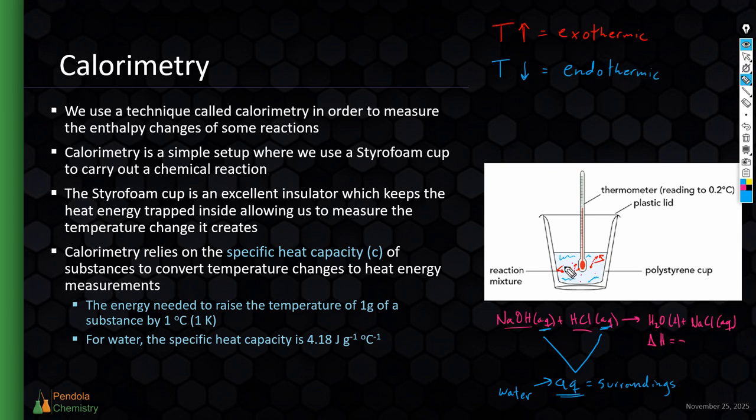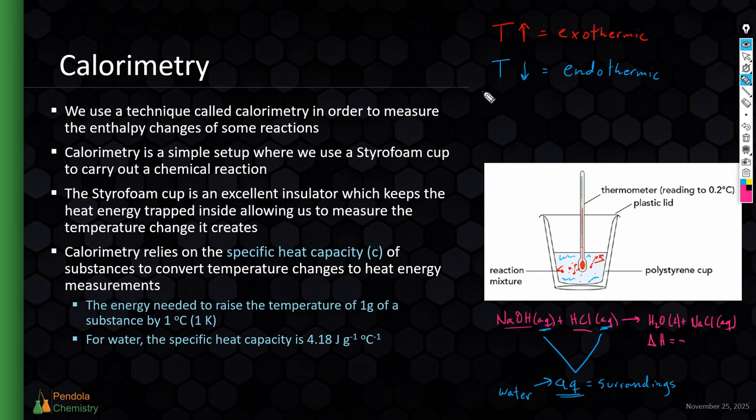Since the water is part of the surroundings, if the temperature goes down, that's because the reactant particles, the sodium hydroxide and the HCl, are absorbing energy from the water. So in calorimetry, and this is a very important concept, what we're measuring is not the temperature change of the system. We cannot do that. We can't measure the temperature change for the individual reactant particles. We're measuring the temperature change of the surroundings, not the system.